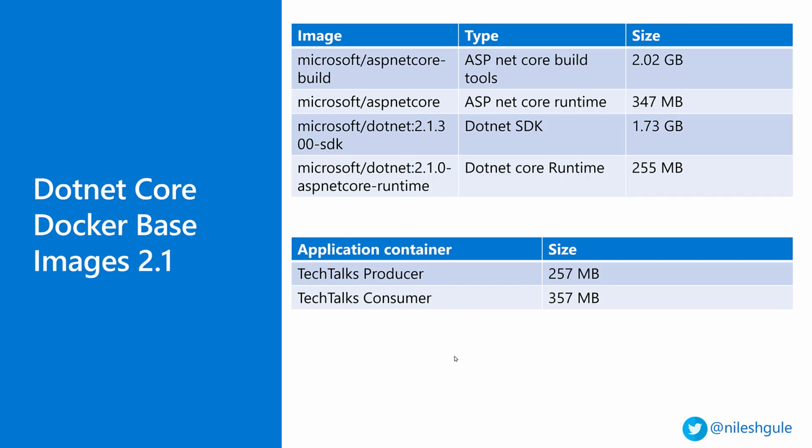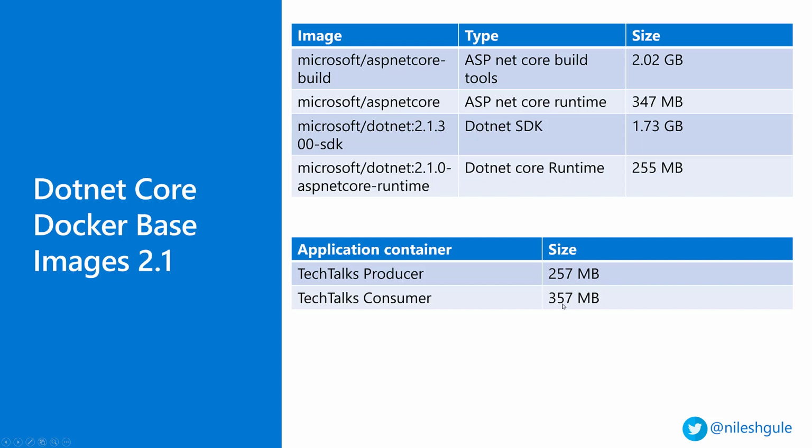So the .NET Core Docker base images 2.1, this is what we saw earlier. We have 4 different base images, one for the exe and one for the build. And the same way there is an equivalent one for aspnetcore and the runtime version of that. And here are the sizes. If we look at the build image with the build tools, the biggest one is 2.02 GB in size, and the runtime version is close to 350 MB, whereas the .NET SDK is 1.73 GB and the runtime version of that is 255 MB in size.